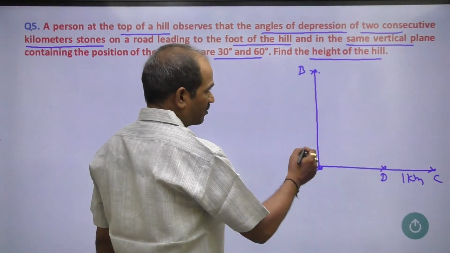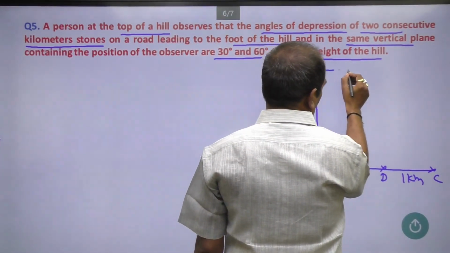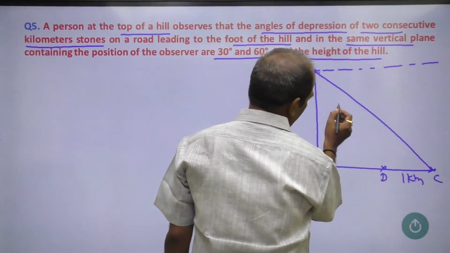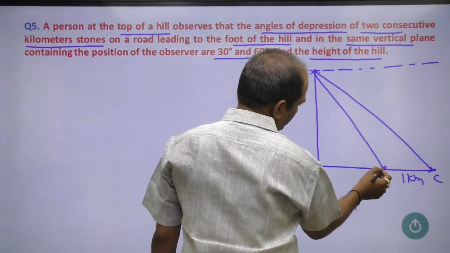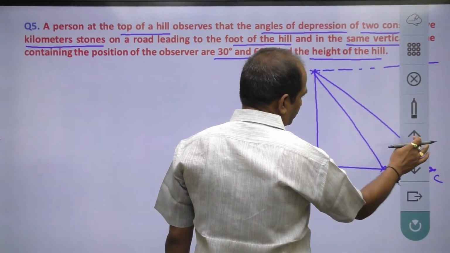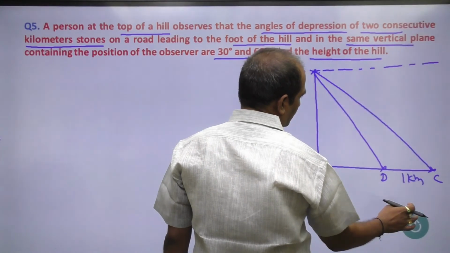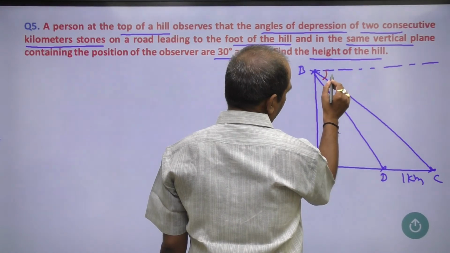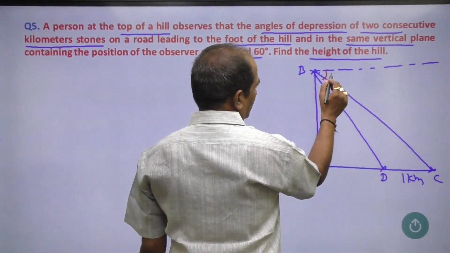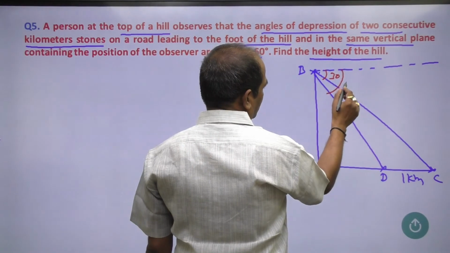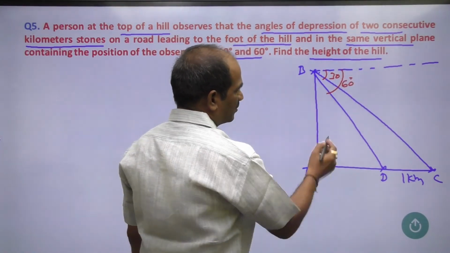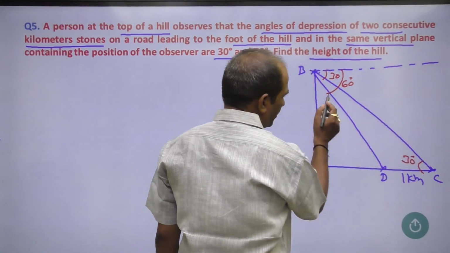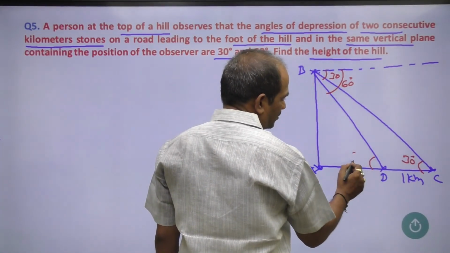See here, first the angles of depression. So here the angles of depression, okay. First, this angle of depression is this one, and next, this one, okay. This depression is here. The first one is 30 degrees, okay. Next, the total angle is 60 degrees. So this is 30 degrees, and this angle is 60 degrees, okay.